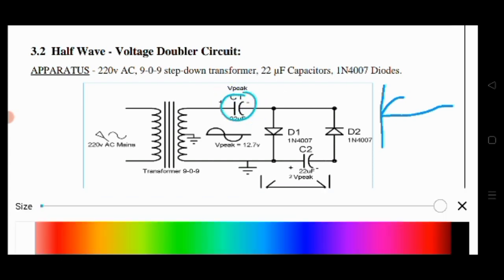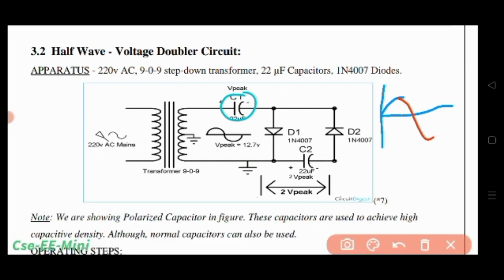After charging of this capacitor, during the next, or first, negative half cycle, the transformer will not work as a battery. Instead, only this capacitor C1 will work as a battery and will help in charging this capacitor C2. The current will flow in this direction and capacitor C1 gets discharged and capacitor C2 will charge to V peak. So during the negative half cycle, the capacitor C2 will charge to V peak.